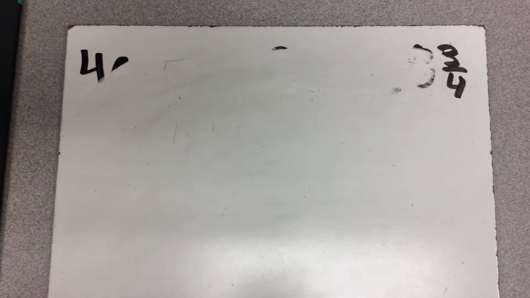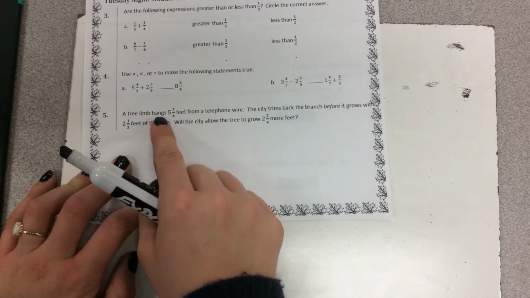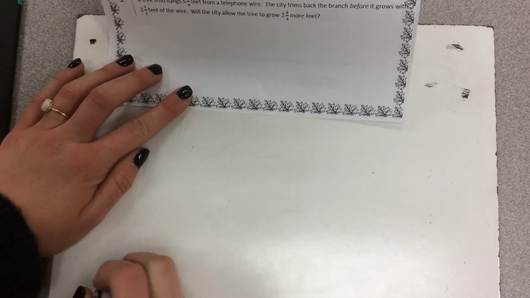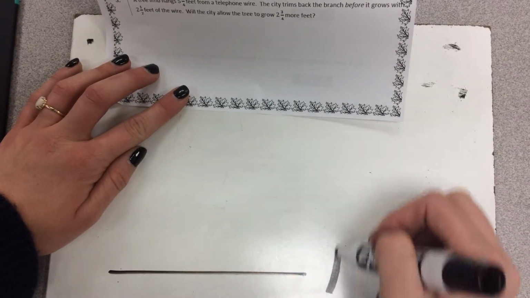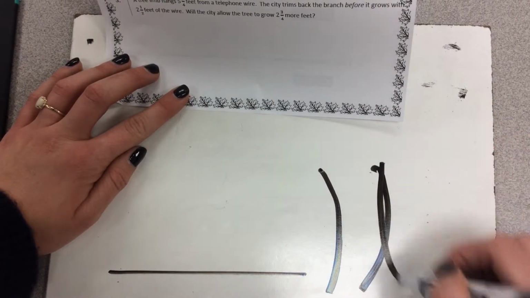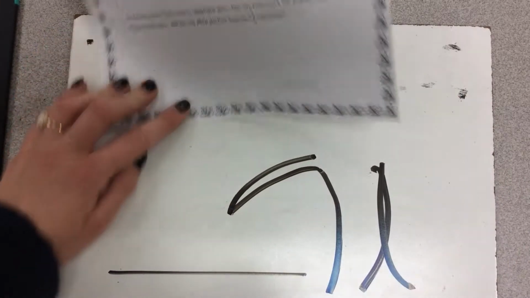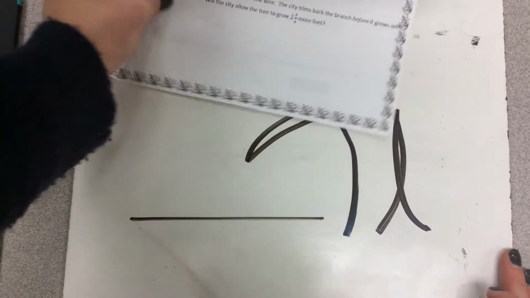I'm doing number 5 from Tuesday night's homework. This one says a tree limb hangs 5 1/4 feet from a telephone wire. So we've got our telephone wire here, and we've got this tree. This is going to be my tree here. And a branch is hanging, just use your imagination.